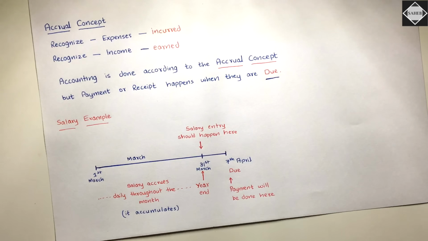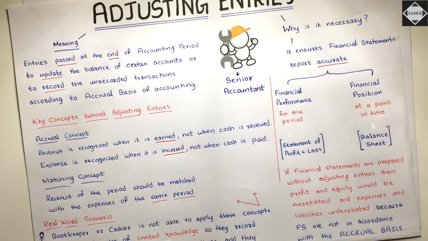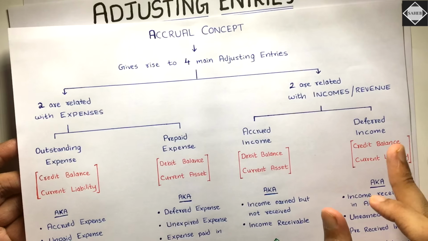So that's all for this video. I hope you have understood the entire concept of adjusting entries. Now in the next video, we will start with the outstanding expense, or accrued expense as it's also called, and we'll be completely clear with that, and then we'll move on with all these popular adjusting entries.